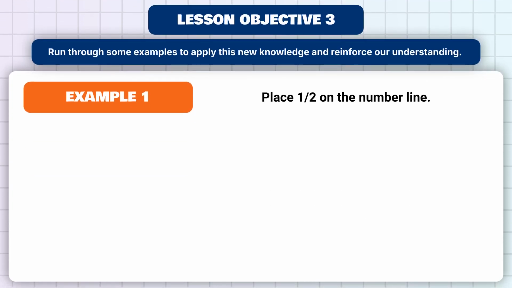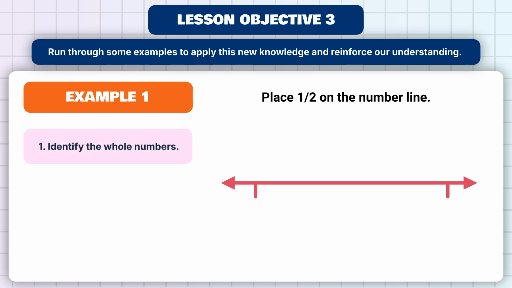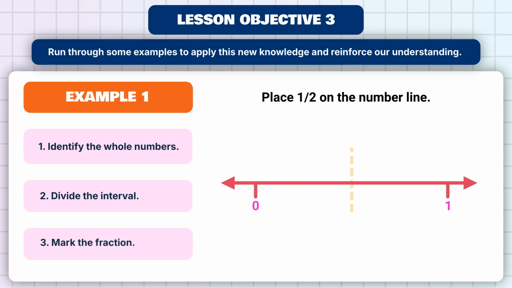Consider the fraction 1/2. We need to place this fraction on the number line. First, identify the whole numbers between which half lies. Since a half is less than 1 and greater than 0, it lies between 0 and 1. Next, divide the interval between 0 and 1 into 2 equal parts because the denominator of our fraction is 2. Finally, we mark the fraction. The fraction 1/2 is located exactly halfway between 0 and 1.